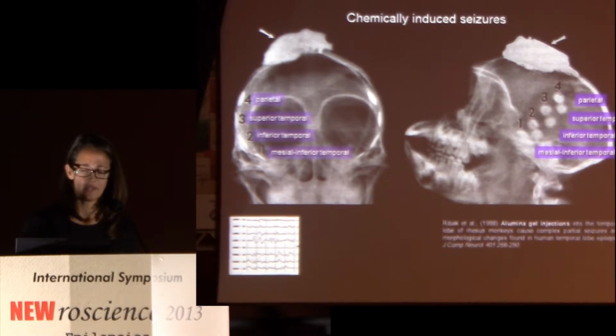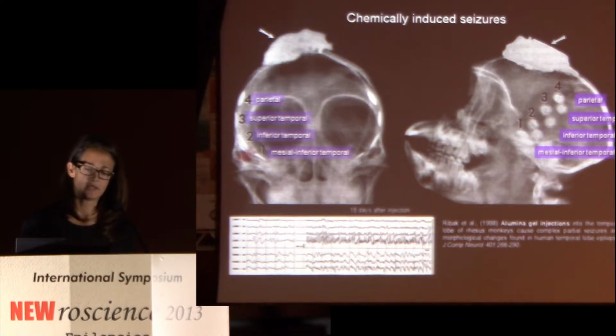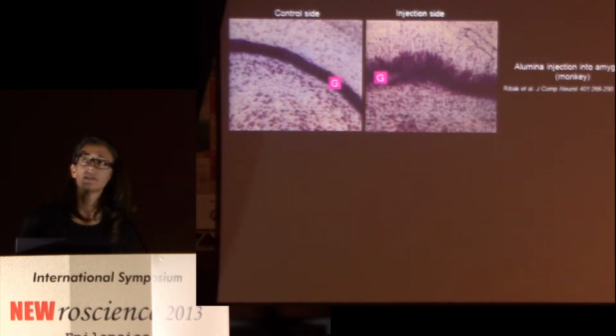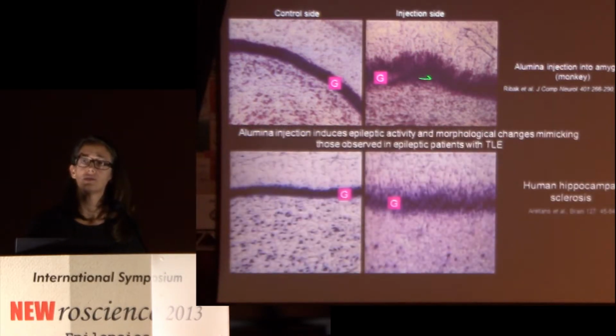I would also like to show you this experimental model, which is a chemically induced seizure model made in monkeys, in which an injection of alumina gel was made into the amygdala, and after 15 days of the injection, the monkey suffered seizures. When the tissue was analyzed, the alumina injection site showed the same alterations in the dentate gyrus as in the human hippocampal sclerosis.